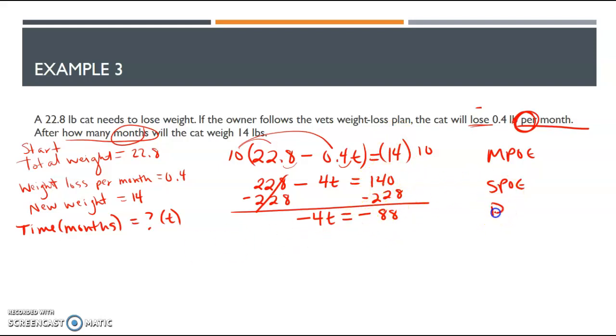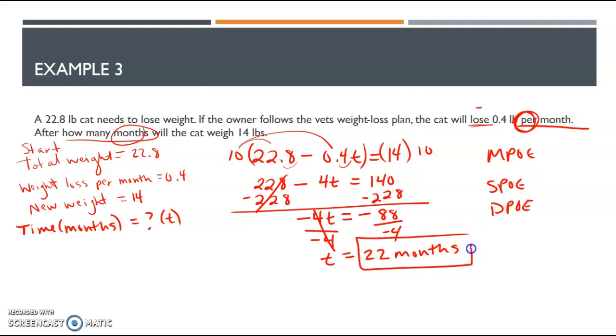My next step is to do the division property of equality. Because this is multiplication, I'm going to divide by a negative 4 so that this becomes a positive 1t. And then negative 88 divided by negative 4 is 22 months. So, almost 2 years, that cat gets down to 14 pounds. So that's approximately, or not even approximately, that will take 22 months.